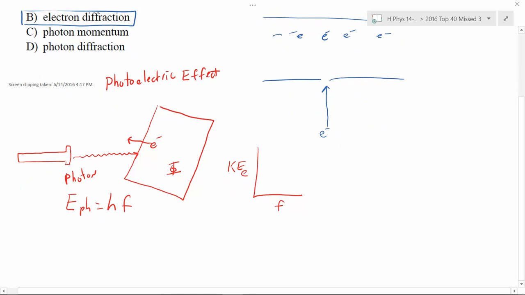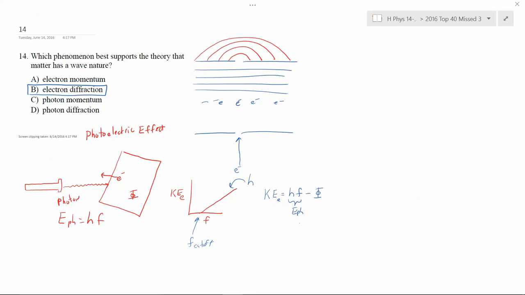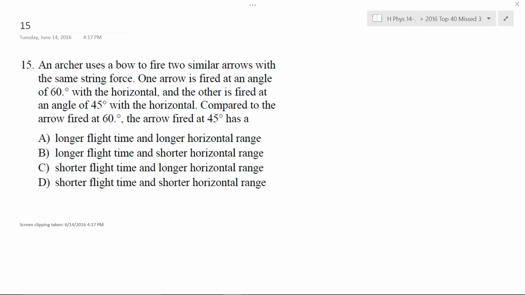If you were to look at the kinetic energy of the electrons versus the frequency, it would look like this. The slope of this line would be equal to h. This point right here is called the cutoff frequency, and the kinetic energy of the electrons would be equal to the photon energy of the light wave, or the photon coming in, minus the work function. So the photoelectric effect is light acting like a particle, and electron diffraction is particles acting like waves, wave-particle duality. I know I went on a pretty big tangent there, but I'm hoping there was value.